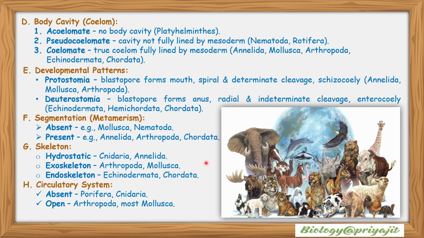Segmentation or metamerism is absent in Mollusca and Nematoda, but present in Annelida, Arthropoda and Chordata. Skeleton: hydrostatic skeleton is found in Cnidaria and Annelida. Exoskeleton is found in Arthropoda and Mollusca. Endoskeleton is found in Echinodermata and Chordata. Circulatory system: it is absent in Porifera and Cnidaria, but an open circulatory system is found in Arthropoda and most Mollusca, while a closed circulatory system is found in other animals like Annelida, Chordata, Echinodermata, etc.